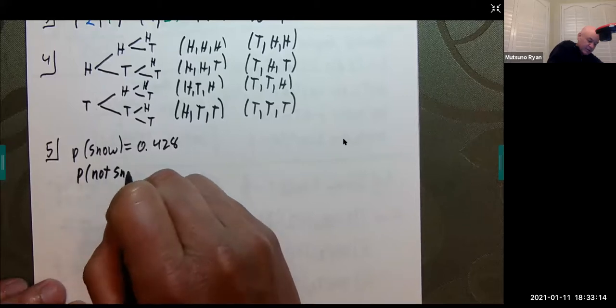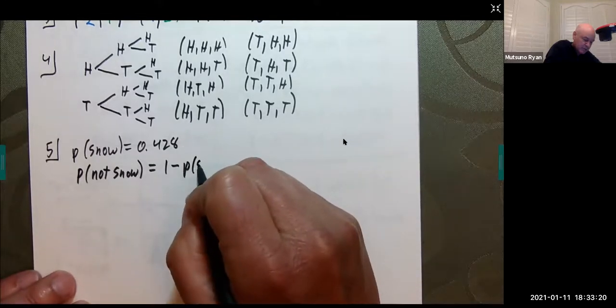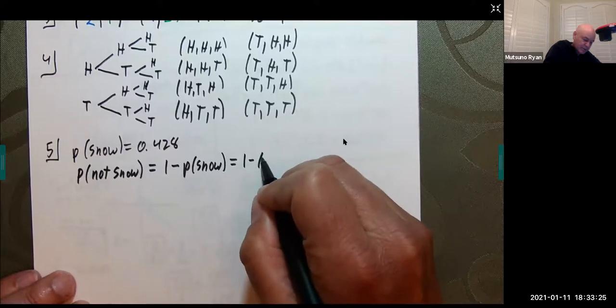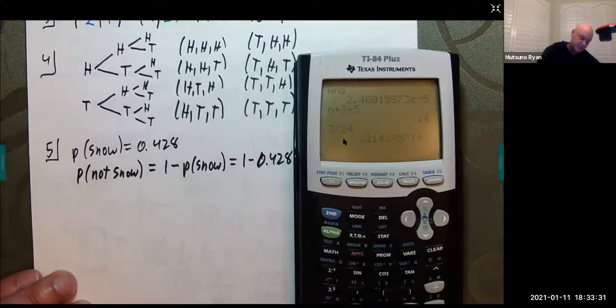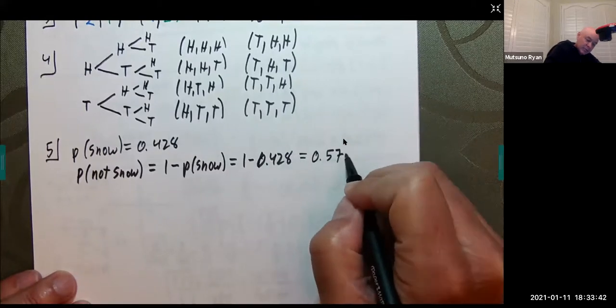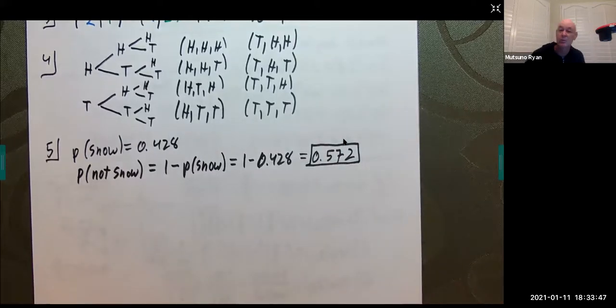Now they want to find the probability that it doesn't snow. Well, that's the complement. And if you remember, the complement is going to be 1 minus the probability of snow, which in this case is 1 minus 0.428. 1 minus 0.428 is 0.572. What's the probability that it won't snow on any given year in this town on January 1st? About a 57% chance that it won't snow.